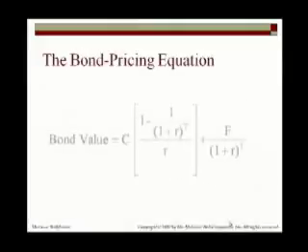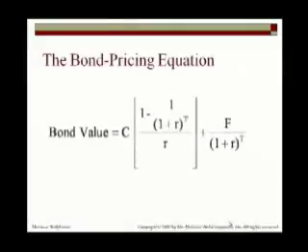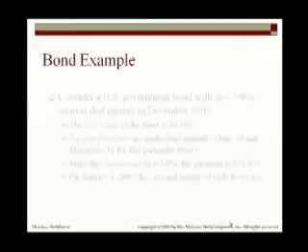The bond pricing equation really consists of the addition of two terms. The first is the present value of an ordinary annuity, and the second is the present value of the face or future value of the bond, and usually that F in that equation is $1,000. So we'll look at some examples.